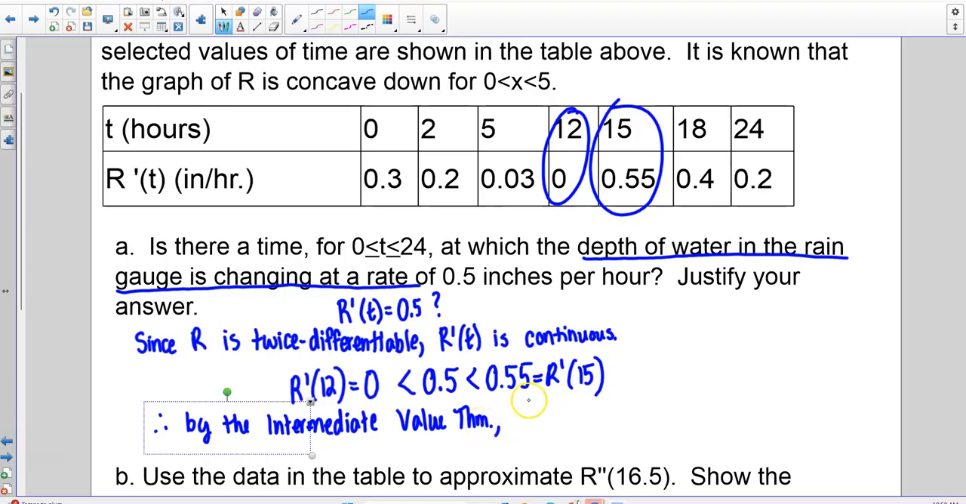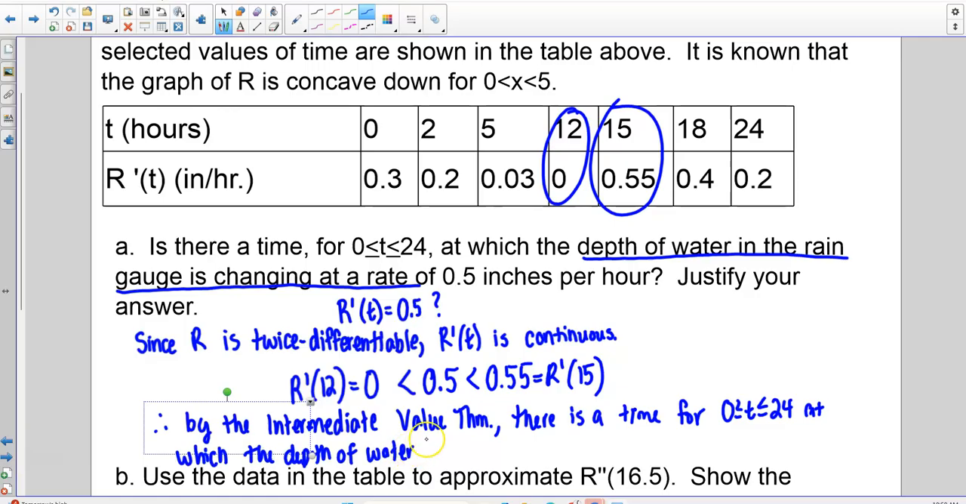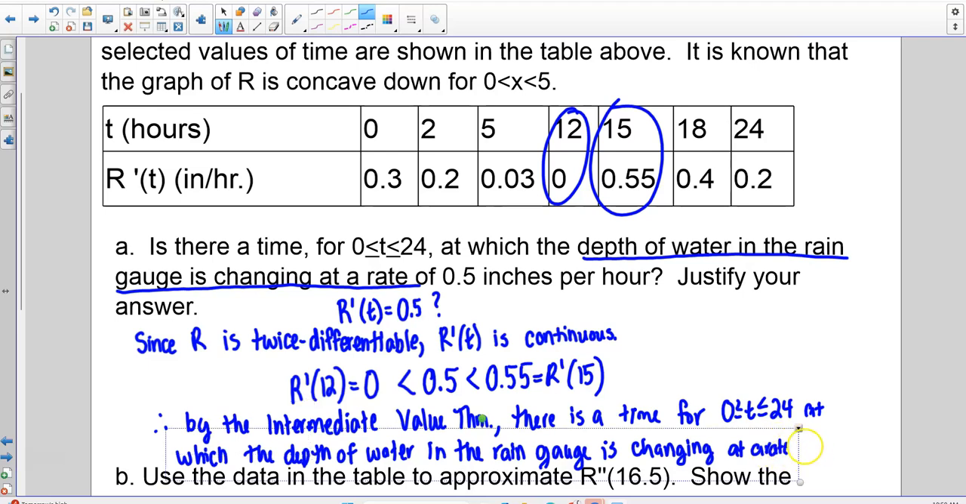and then restate what the question asks. There is a time for 0 less than or equal to t less than or equal to 24 at which the depth of water in the rain gauge is changing at a rate of 0.5 inches per hour.